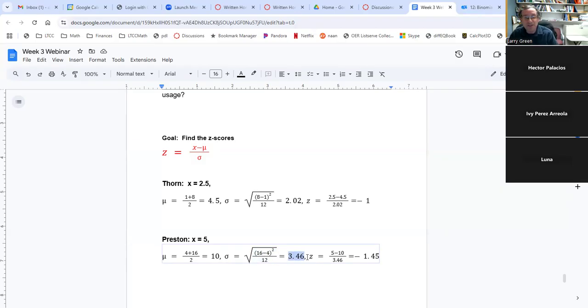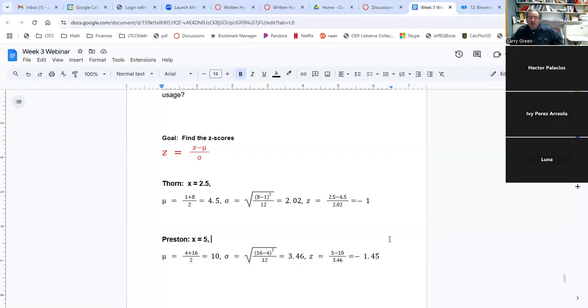So then you put it in the z-score formula. That's X, which is 5, minus mu, which was 10, divided by sigma, which was 3.46. And pop that in the calculator. 5 minus 10 over 3.46 is equal to -1.45.